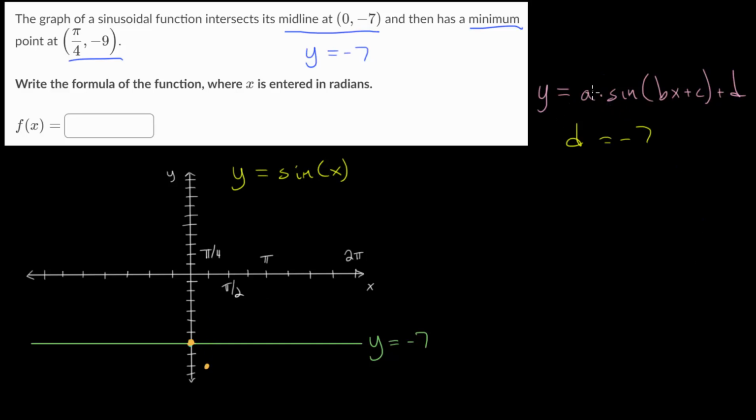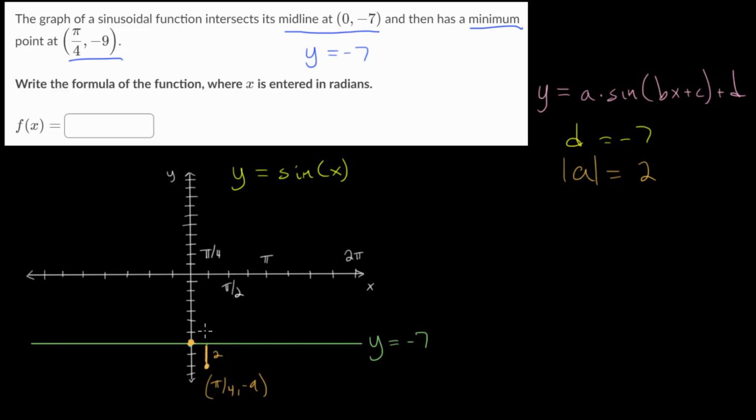The definition for amplitude, remember, is the distance from the midline to either a maximum or a minimum point. We know that this point down here is at (pi/4, -9), and we know the midline has a y value of -7, so this distance right here, this amplitude, is 2, meaning that a is equal to 2. Though we really need to be careful here, since the amplitude is the absolute value of a. The amplitude is only concerned with that physical distance from the midline, but sometimes a is negative.